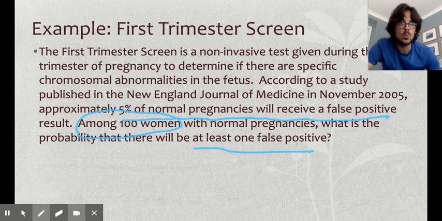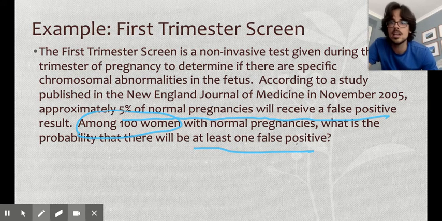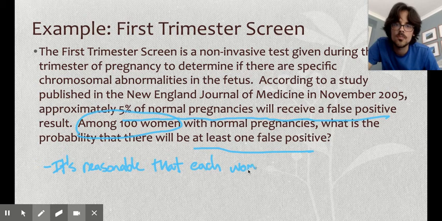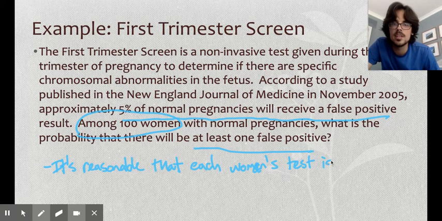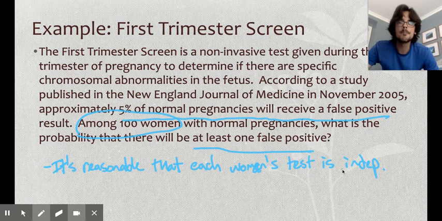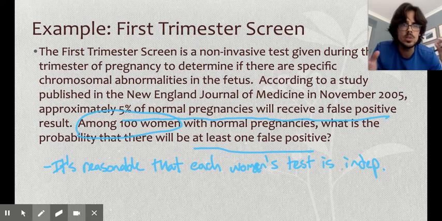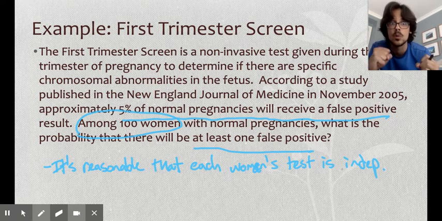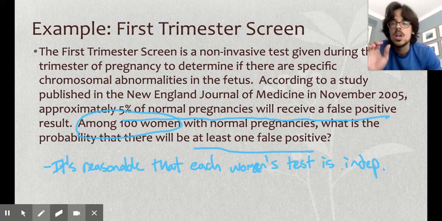The first thing you need to do when you're doing some sort of probability question like this is acknowledge whether the events are independent. It's reasonable to say that each woman's test is independent. Okay, so each woman's test is independent, which means if we need to, we can just multiply their probabilities together and we're cool. We do not have to adjust. One does not have any bearing or tell us anything that changes the odds for another probability. All right, so that's the first thing.